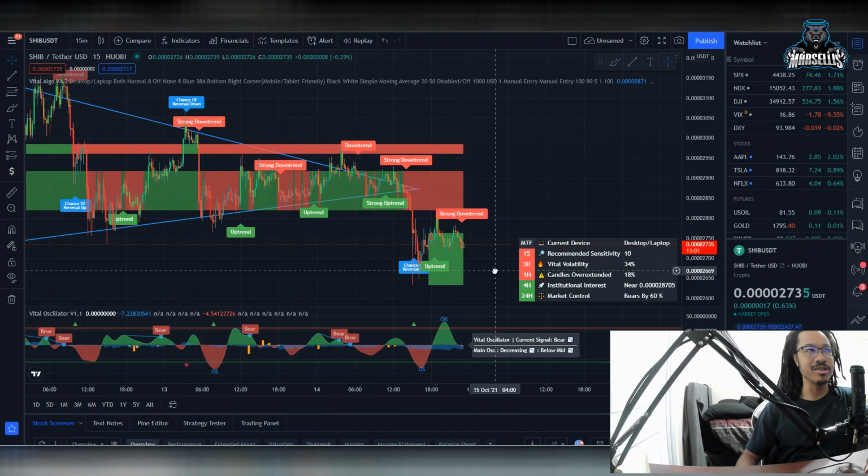We got to go over Shiba Inu here today. So what we kind of expected kind of happened here with Shiba Inu. Like I said, this is a retracement period.